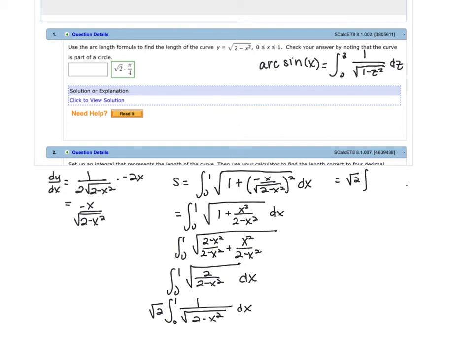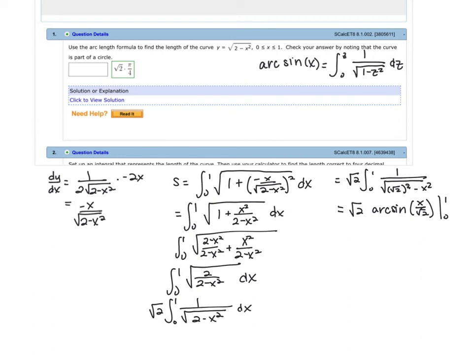Let's do root 2, the integral from 0 to 1, because remember we want it with those bounds, and I'm going to put it as 1 over the square root of, and then I'm going to write this as the square root of 2 squared, which is just 2, minus x squared. So when we go to take the antiderivative of this, the antiderivative is the arc sine of x over root 2, evaluated from 0 to 1.